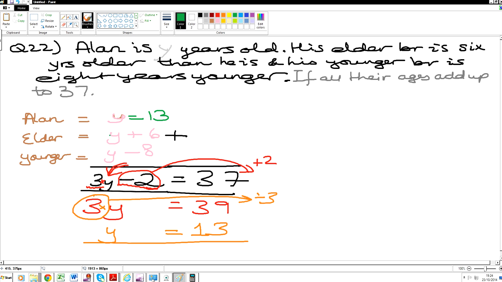And the elder brother is 6 years older, so he's going to be 19. The younger brother is 8 years younger than Alan, so he will be 5 years old. So in a sense, we've worked out all the different ages, which we can put over here a bit more clearly. So Alan is 13, his elder brother is 19, his younger brother is 5. They haven't asked us for the extra information, but we've done it for completeness. Okay, are we happy with that?